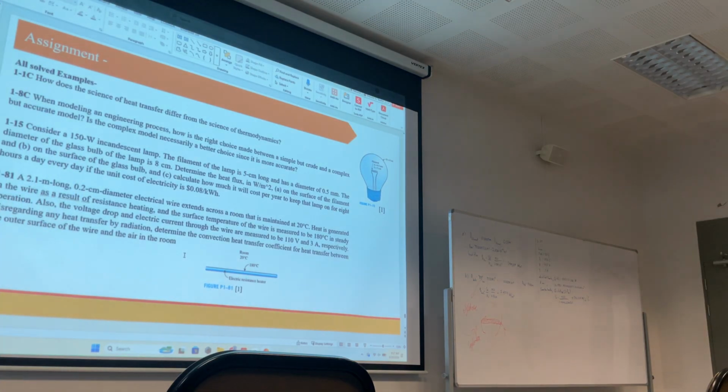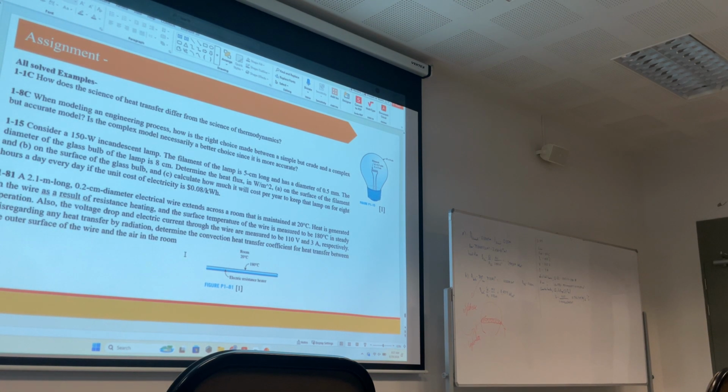Doubt? If you have any doubts, ask now. Easy, right? Just be careful how to calculate the area. Okay? This is like a cylinder. The wire is like a cylinder.